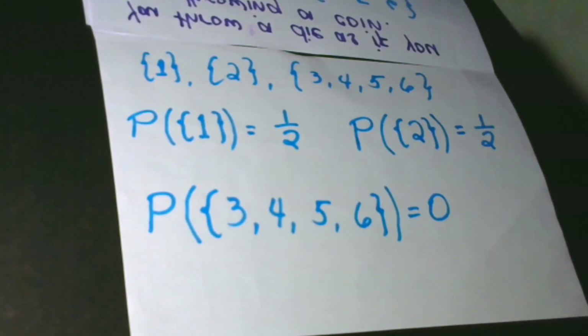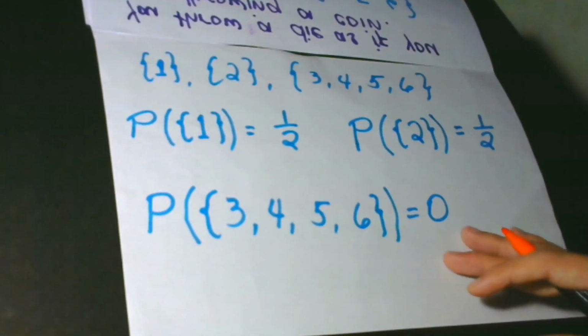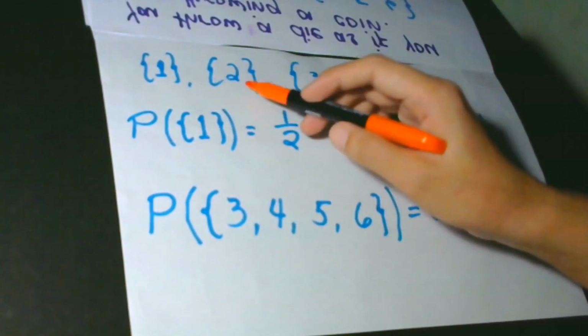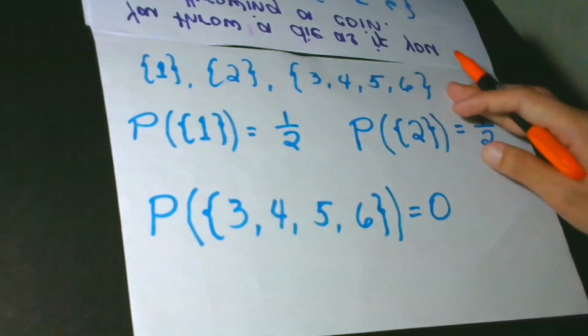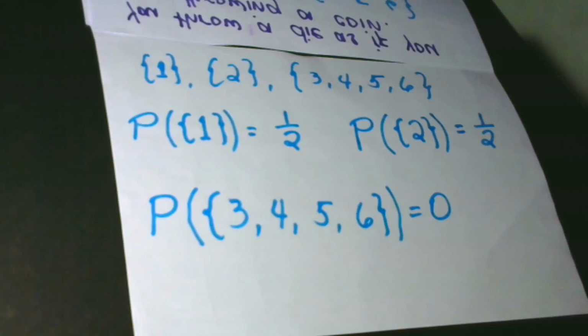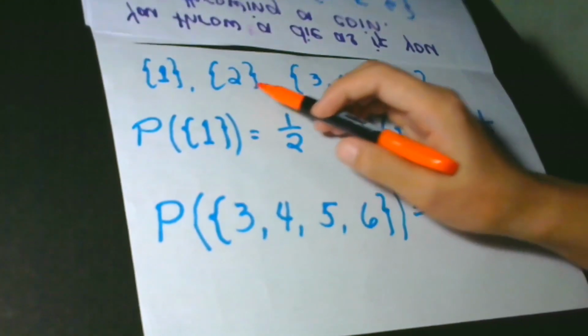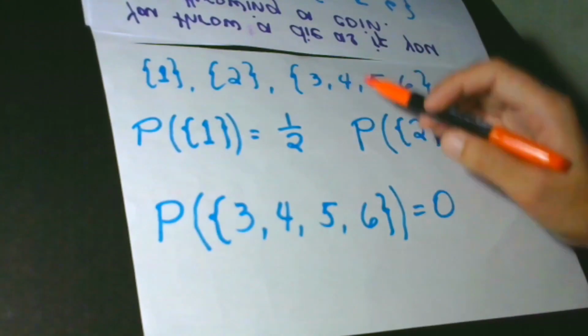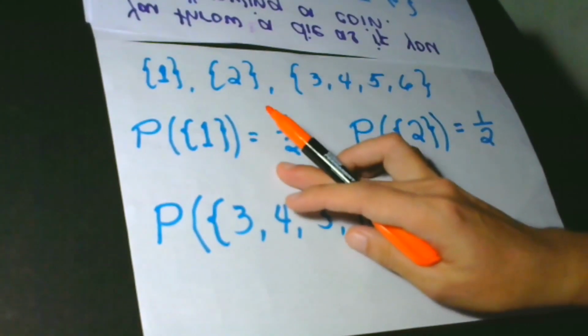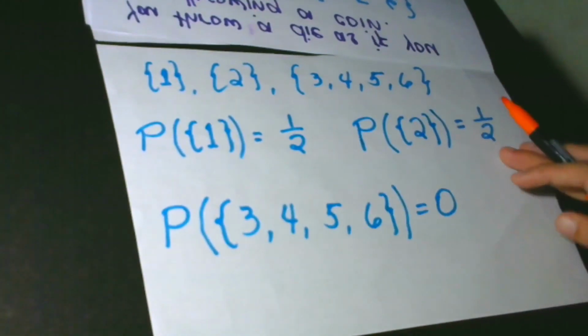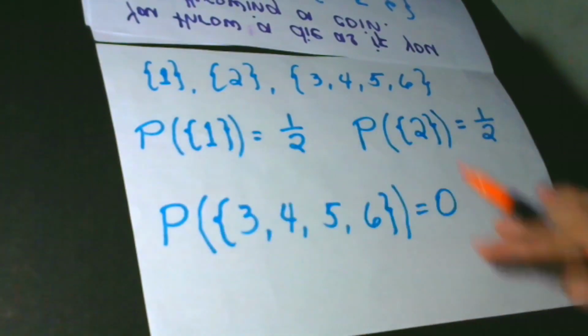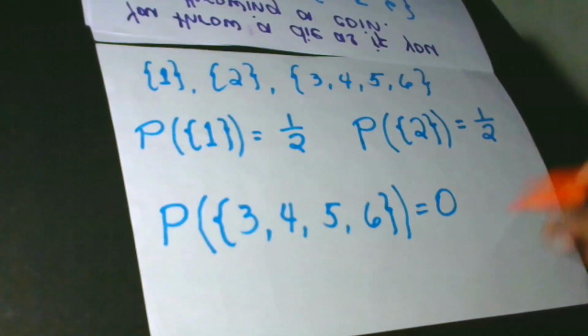For example, we can define a set like this. We have a set of 1, a set of 2, and a set of 3, 4, 5, and 6. It means that we can consider 1 to mean head and 2 to mean tail. This results in a probability measure of 1/2 for 1, and 1/2 for 2. And maybe you would ask me, what about the set of 3, 4, 5, and 6? If you're going to toss a coin, and the result is 3, 4, 5, or 6, then what will happen?